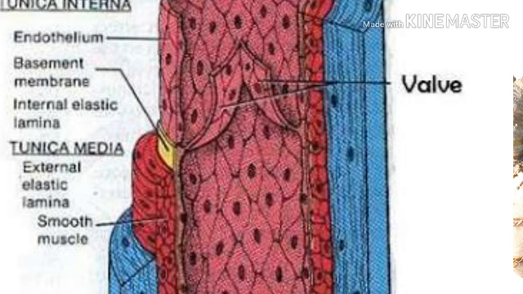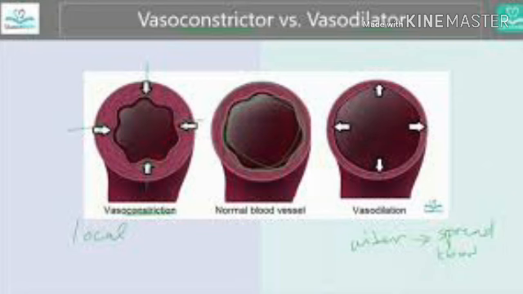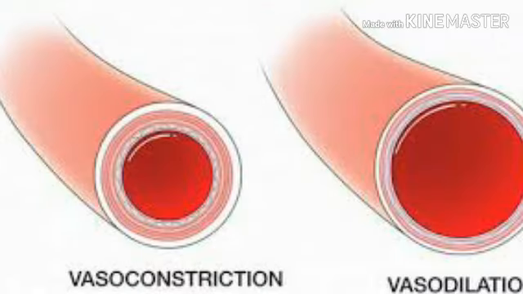Nervous system stimulation can cause the diameter of the vessels to increase, which is called vasodilation, or decrease, which is called vasoconstriction. These changes alter blood flow to the tissues and affect blood pressure.